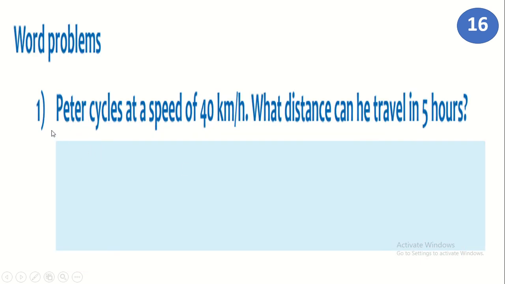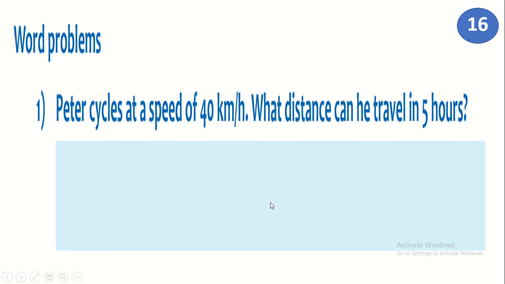Number 1. Peter cycles at a speed of 40 km per hour. What distance can he travel in 5 hours? Peter cycles at a speed of 40 kilometers per hour. What distance can he travel in 5 hours? Cycle, same, we can say bicycle. Cycles like bicycle.